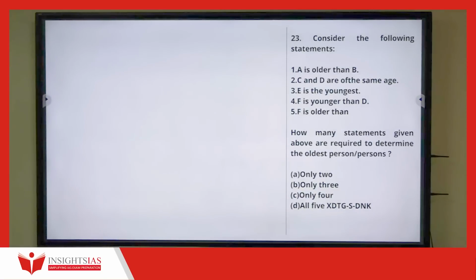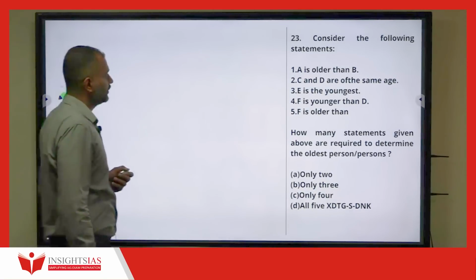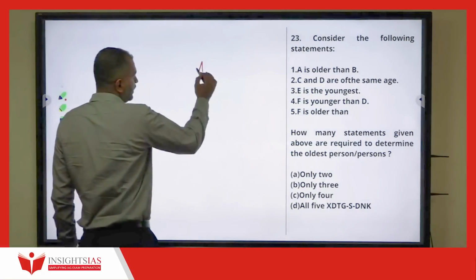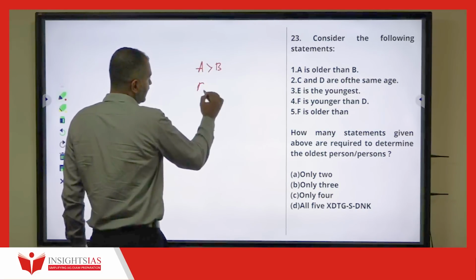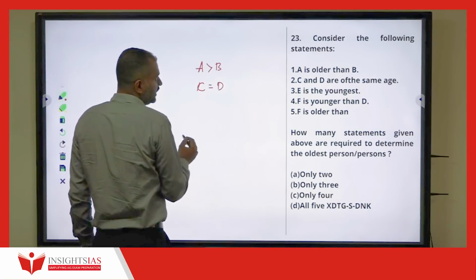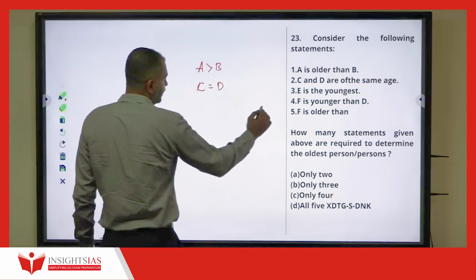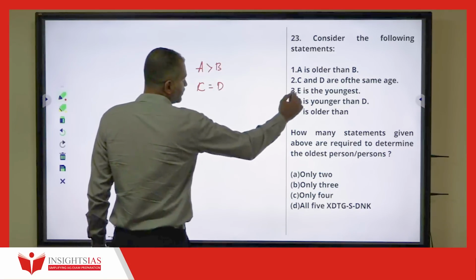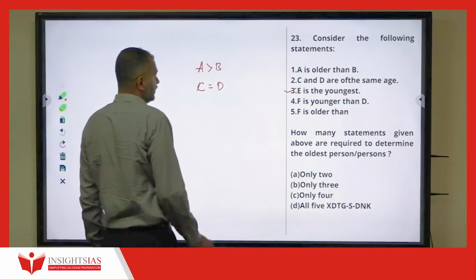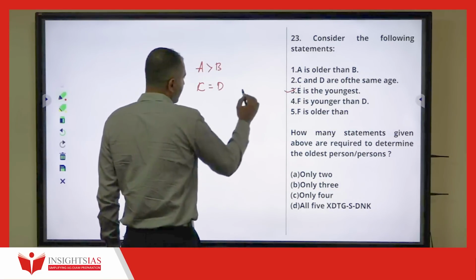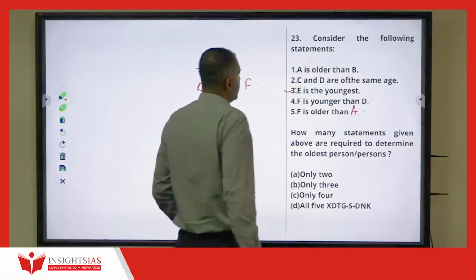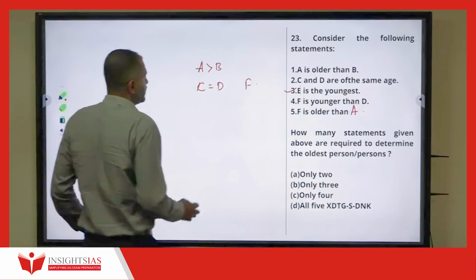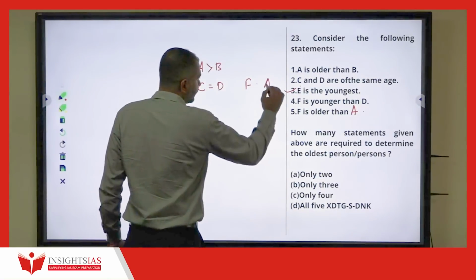Consider the following statements. This is an inequality kind of question. A is older than B. C and D are of the same age. E is the youngest. Okay, E comes somewhere here. F is younger than D, so F comes somewhere here. F is older than A, this has to be. Now, F is older than A.